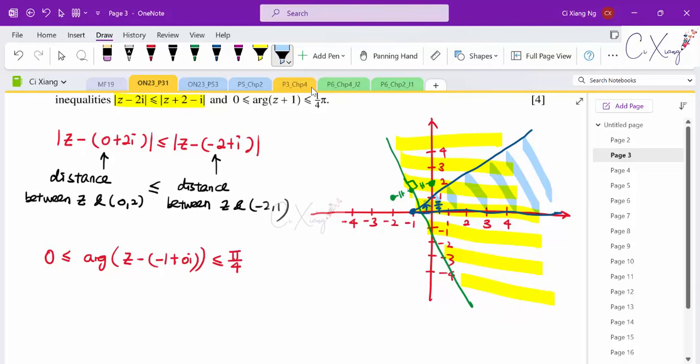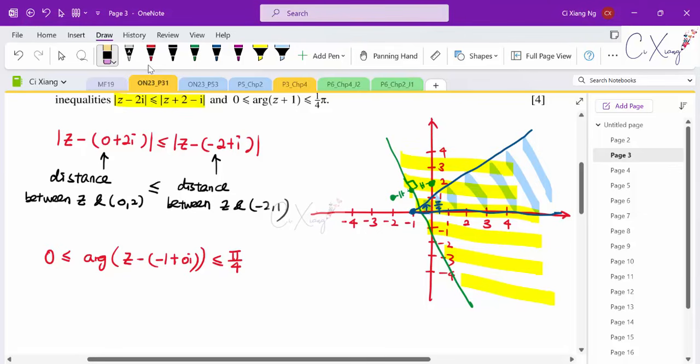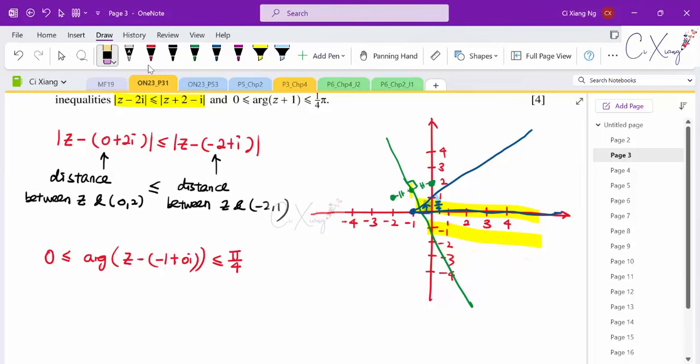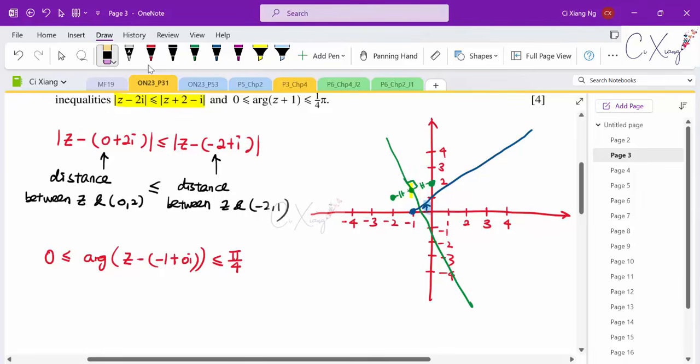Okay, so if I want to shade the area that fulfills these two inequalities, we are looking for the intersection part of the yellow and also the blue color. So the intersection of the yellow and the blue color will be something here. All right. Okay, so if I try to draw the overlapping part of this, then it will look something like this. I'm so sorry that my graph looks a little bit too small.